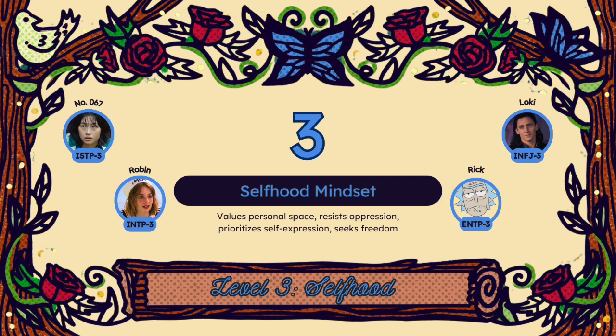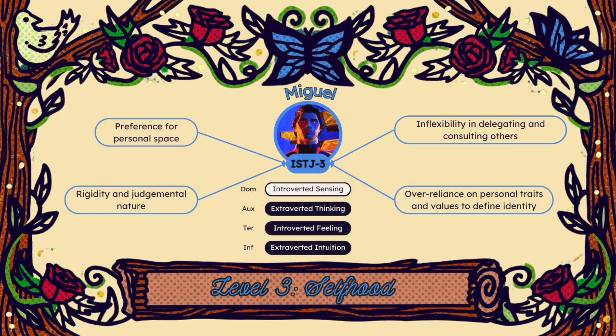To illustrate level 3, we turn to the character of Miguel O'Hara from Spider-Man Across the Spider-Verse. Miguel O'Hara, an ISTJ, showcases traits aligned with the selfhood mindset. In terms of cognitive functions, Miguel's dominant introverted sensing manifests as a practical, structured, and meticulous individual. He is dutiful, diligent, and committed, displaying logical and organized traits. While these traits are very apparent, Miguel also tends to let the rigid, serious, critical, and judgmental side of introverted sensing overpower his decision making.